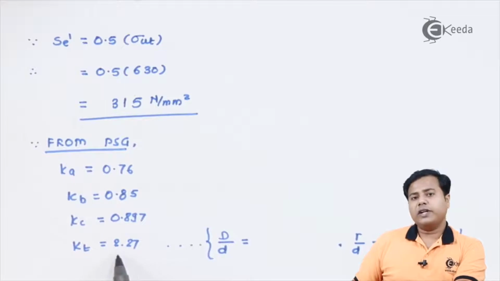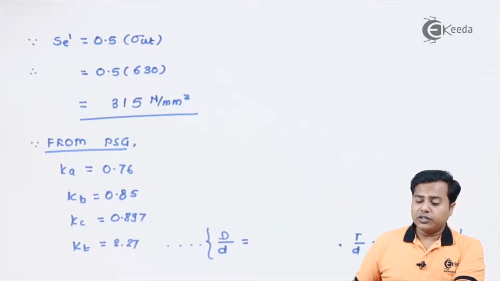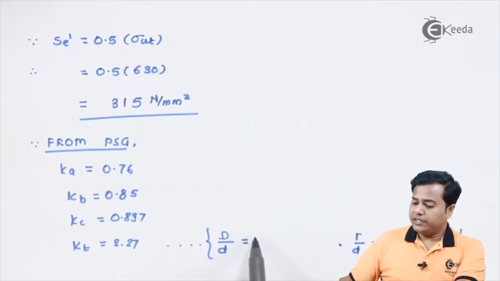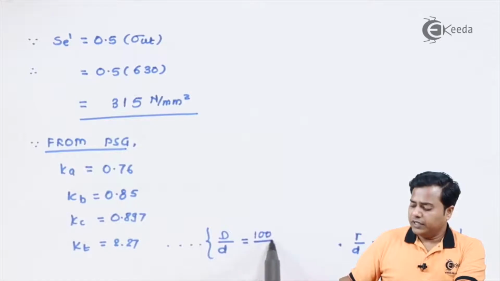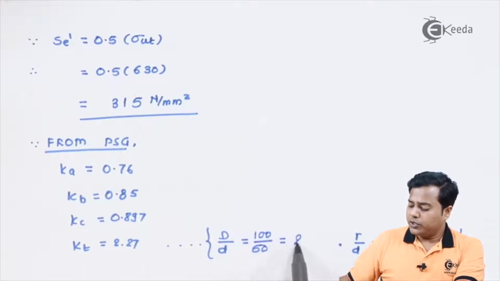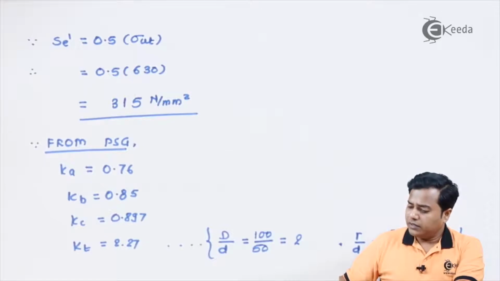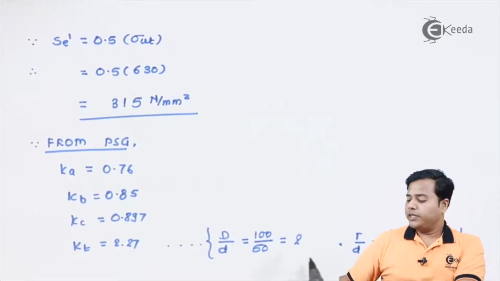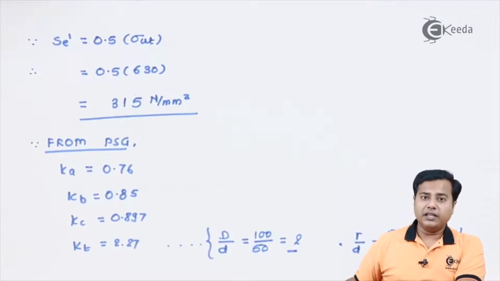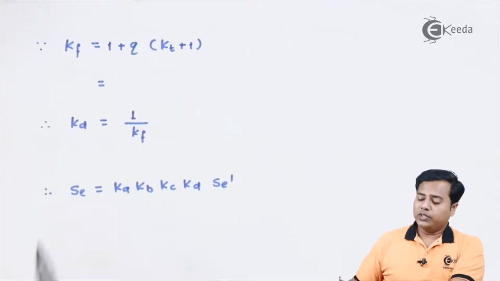Now the stress concentration factor is 2.27, and it is based on the given dimensions. For example, this dimension is 100 divided by 50. The larger dimension divided by the smaller comes out to be 2, whereas the fillet radius R is 5, and the small dimension is 50, so it comes out to be 0.1. So based on these two factors from the PSG data book, again stress concentration factor could be figured out to be 2.27. Now we already know this equation.